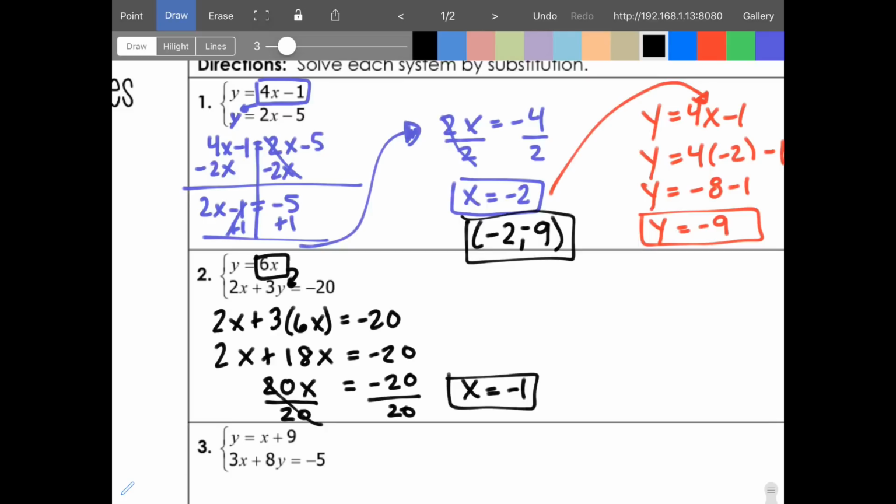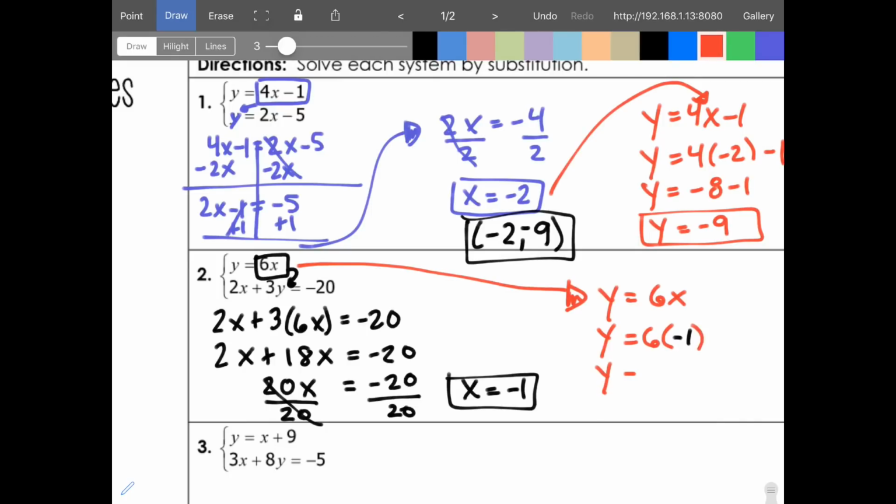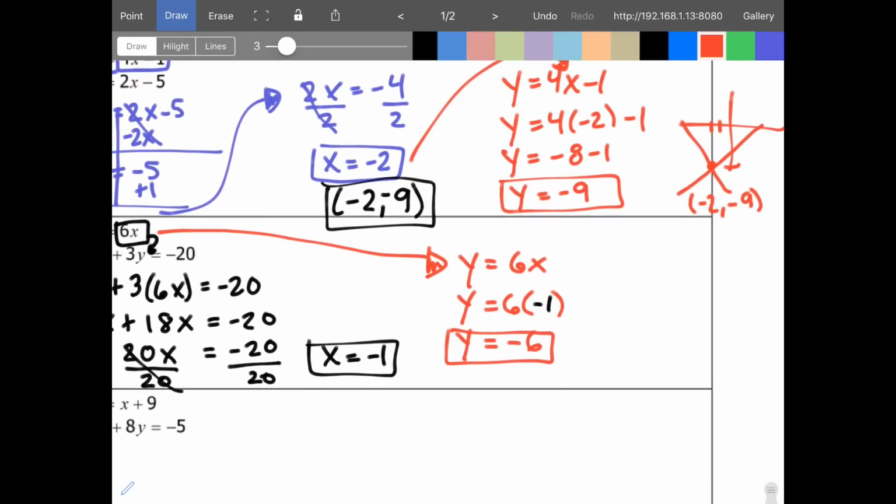All right, now doesn't the top equation look easier? So I'm going to plug, doesn't matter which equation you use, I'm going to say y equals 6x, and I'm going to plug negative 1 in for x, because that's what I found for x. So y equals 6 times negative 1 is negative 6. Don't forget we write it as a point, because if we were to graph these two equations, x and y, those two answers are the point of intersection. So we need to write it like as a point, like that. So that's your answer, negative 1, negative 6.